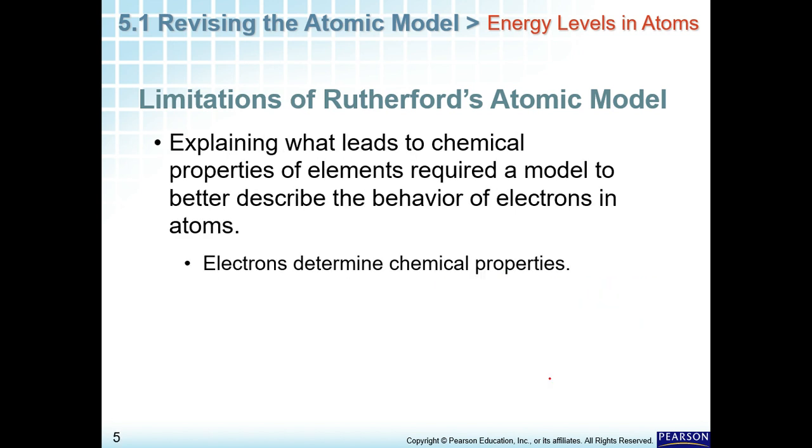In order to explain why iron changes colors as it heats up and other chemical properties that we see within elements, we're going to need a better model that describes the behavior and locations of electrons within an atom. And the reason we focus on electrons is that they determine the chemical properties that we see whenever compounds are formed.